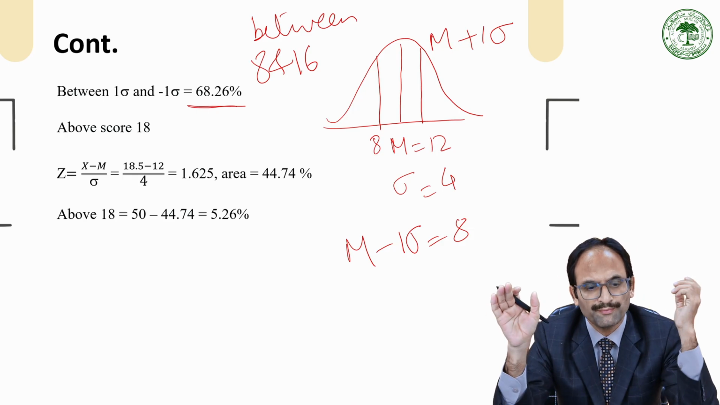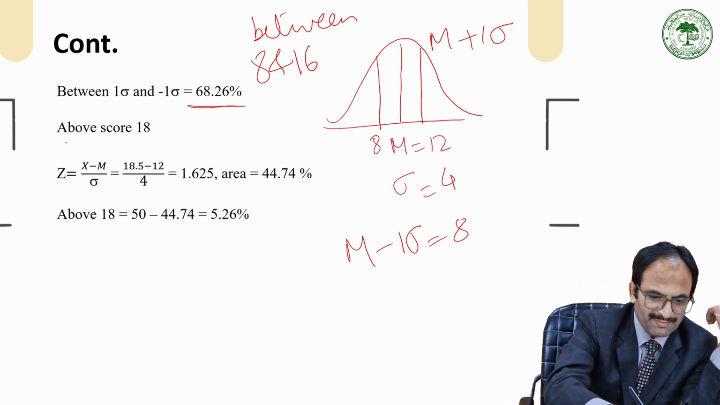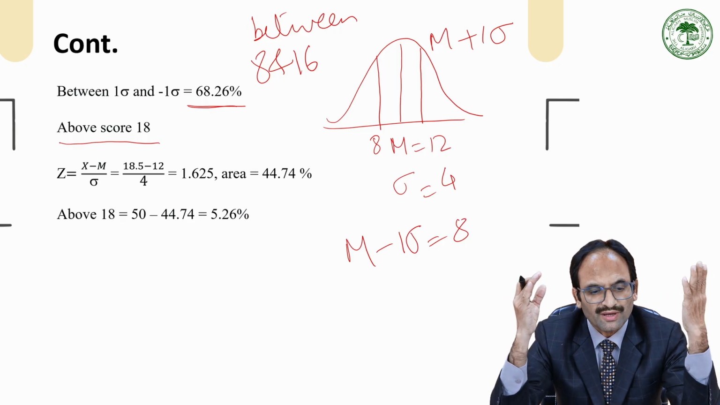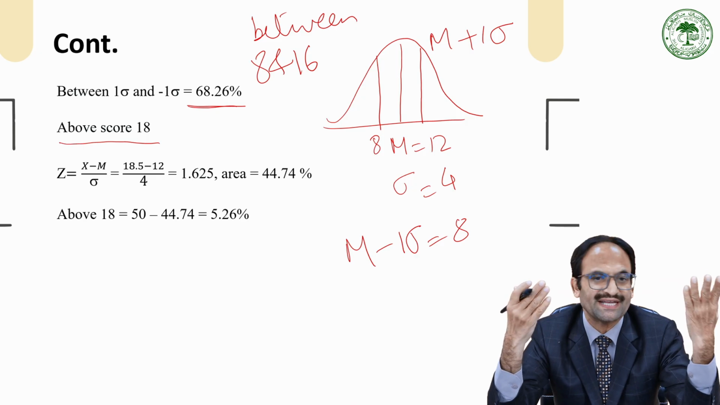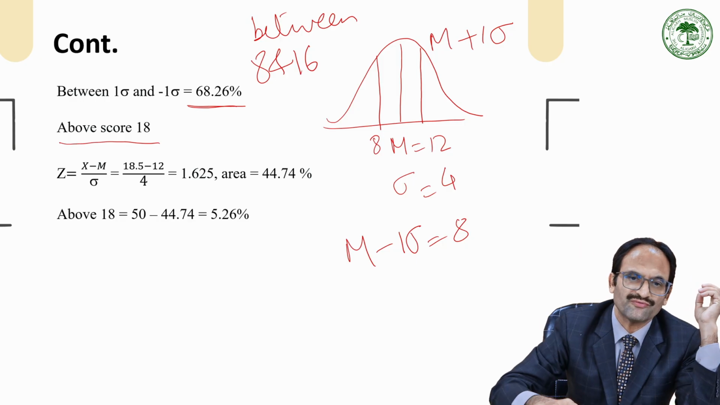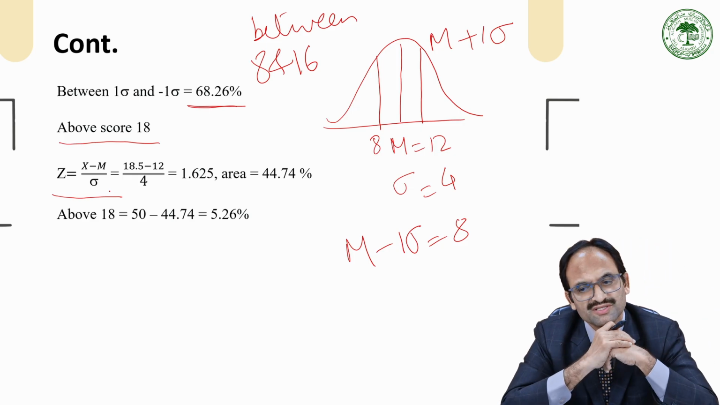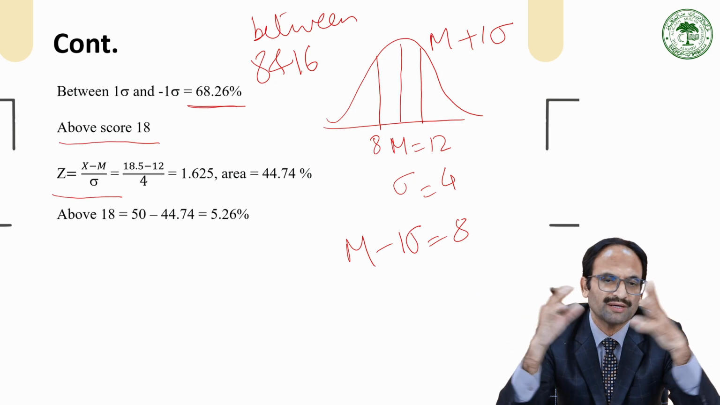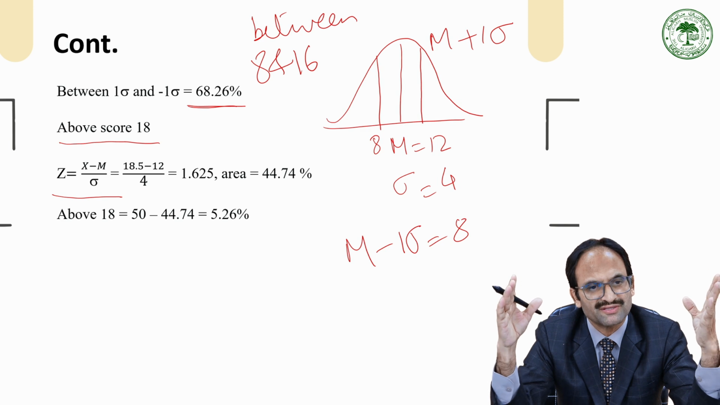So let us move to the second part of the problem. What is the second part? You are required to calculate the percentage of cases which are above 18. Here you have to use the master formula. So what is this formula? Z is equal to x minus m upon sigma. Let me repeat, Z is equal to x minus m upon sigma.